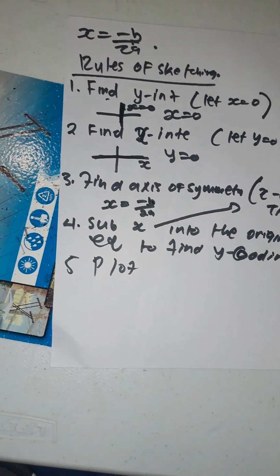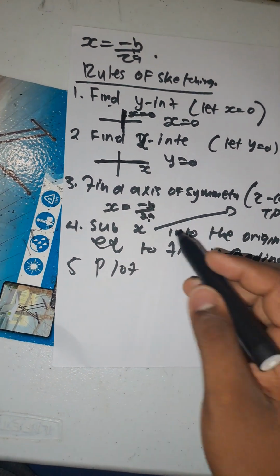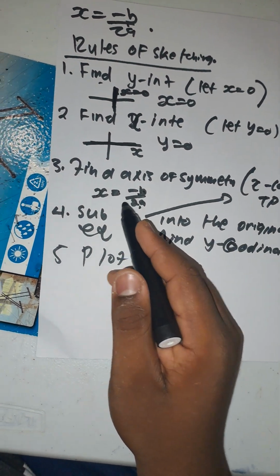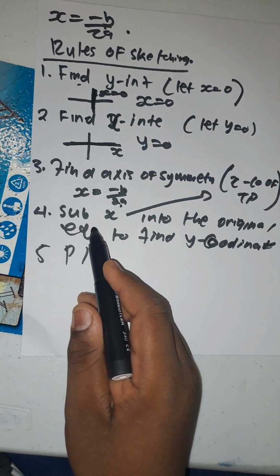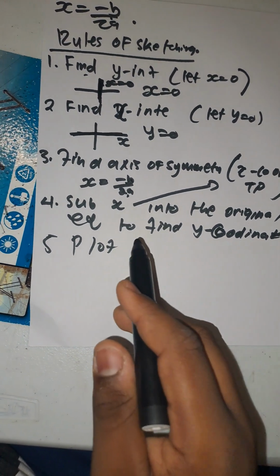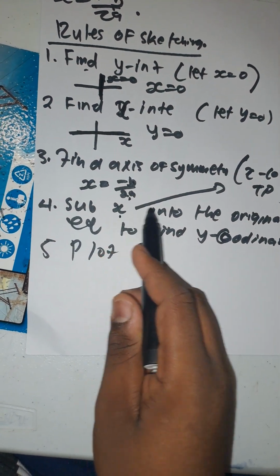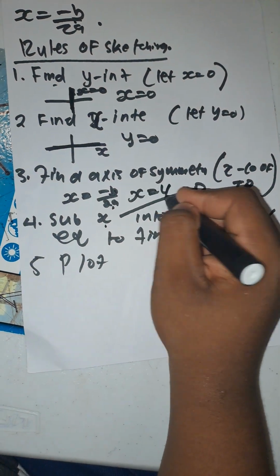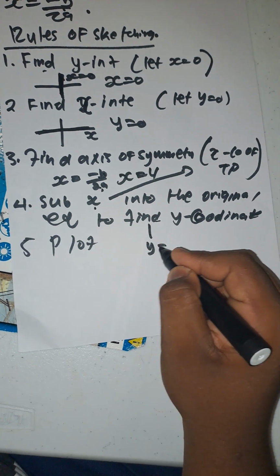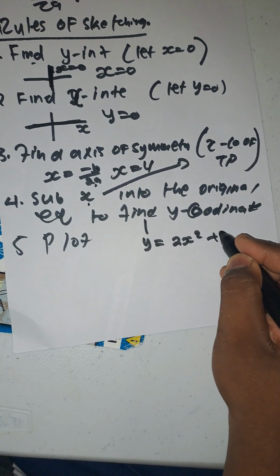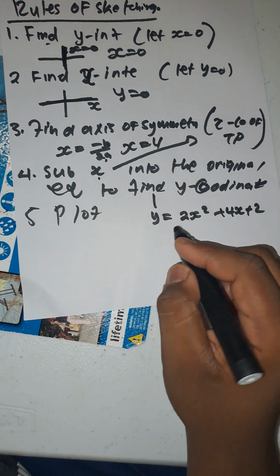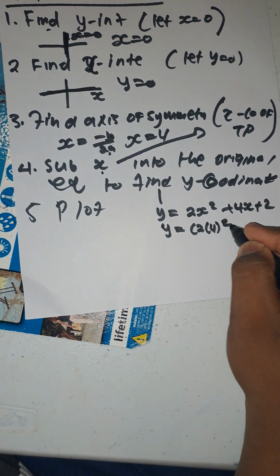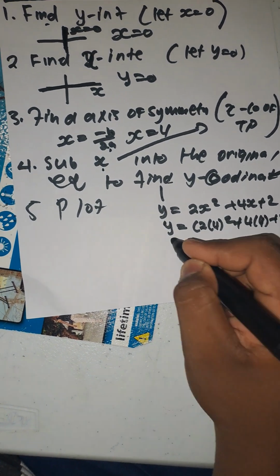It is x equals negative b over 2a. Where there is b, you put your value for b in the equation. Where there is a, you put your value for a. Then you have your x. To find the y coordinate of the turning point, you substitute the value of x into the original equation. Let's say my x there was 4, and my equation is y equals 2x squared plus 4x plus 2. So I would say y equals 2 times 4 squared plus 4 plus 2. Then I do my maths.